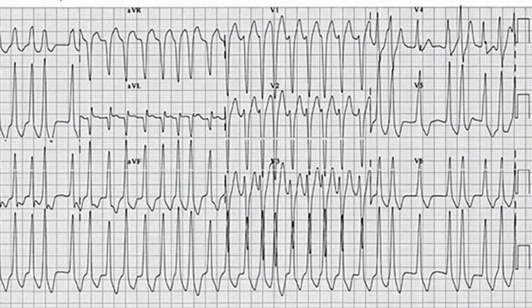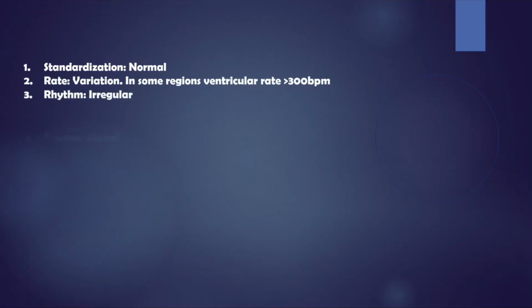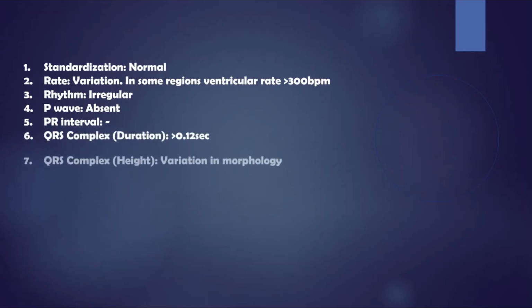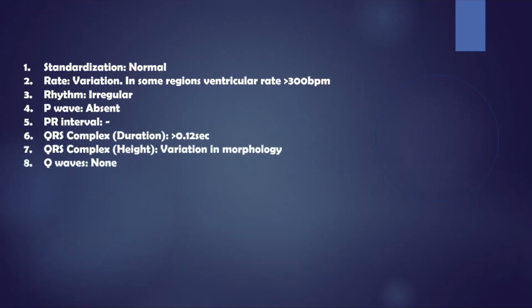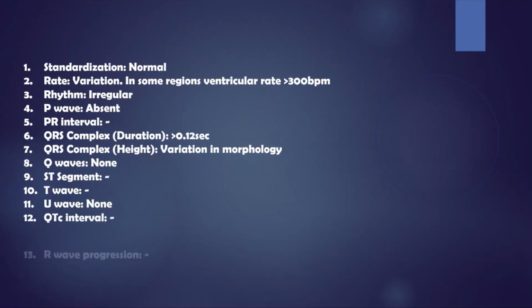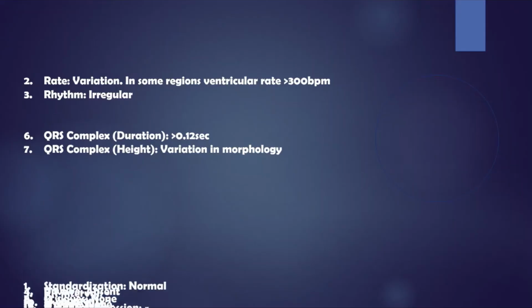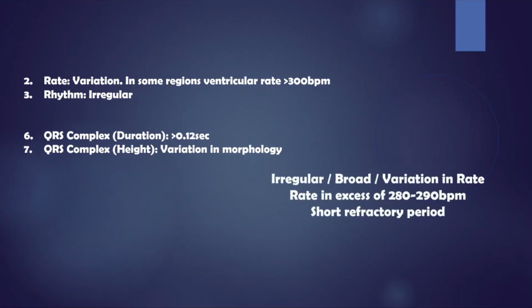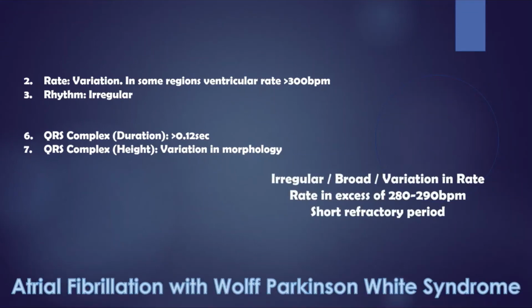So this is the last ECG that we've got today. Pause and interpret. So you've got normal standardization. There was a huge amount of variation in the rate, and it was an irregular rhythm as well. The QRS was definitely a broad one, and there was variation in the morphology as well. So we're going to focus on those things, and we're going to come to a diagnosis of, let's see. So you've got irregular broad variation in rate, the short refractory period, that's AF with Wolff-Parkinson-White.